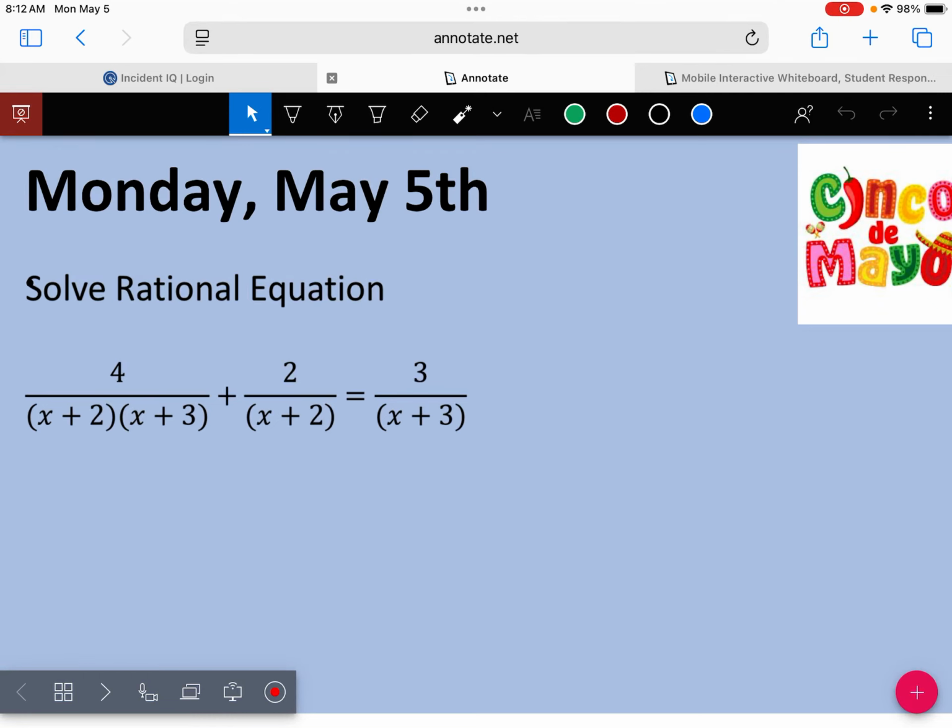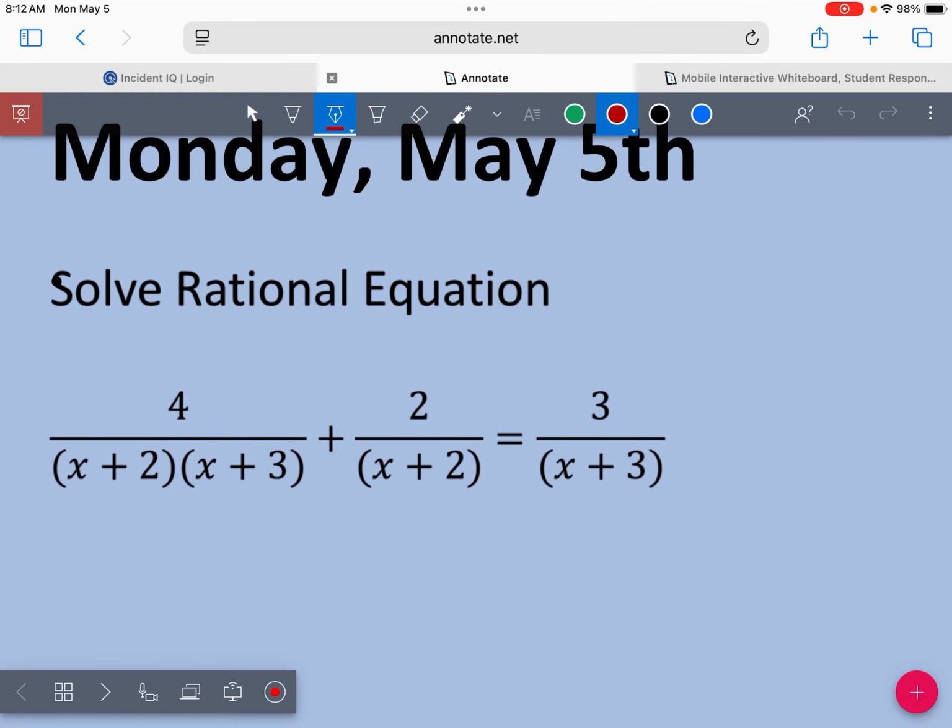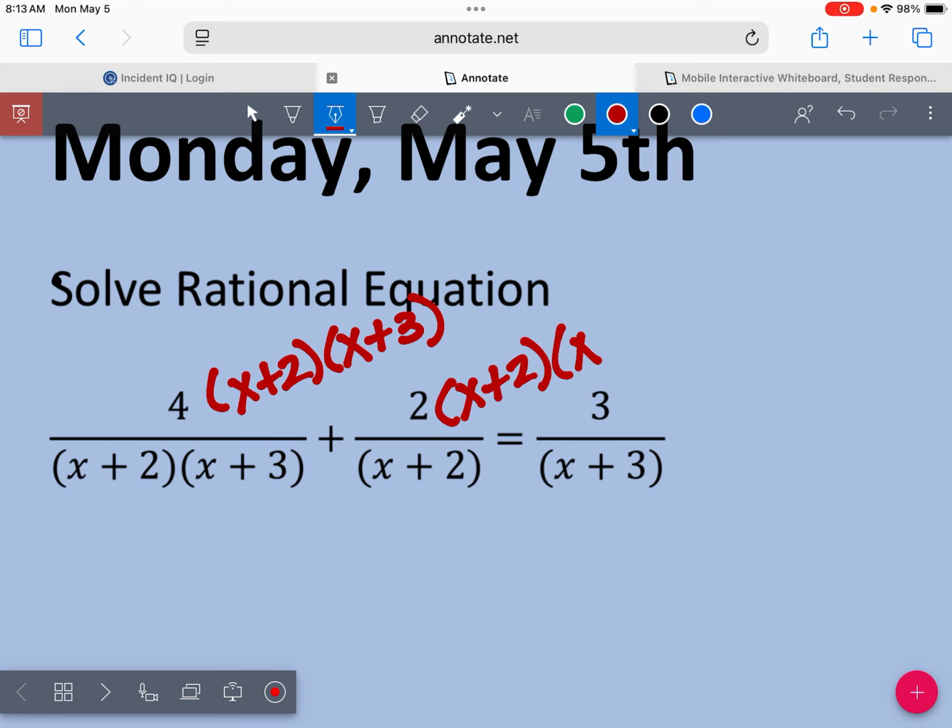x plus 3. So I want you to go ahead and start multiplying everything by x plus 2 and x plus 3. And then start crossing out everything that's going to cancel. So for the first fraction, they both go away. For the second fraction, only x plus 2. For the third fraction, only x plus 3.